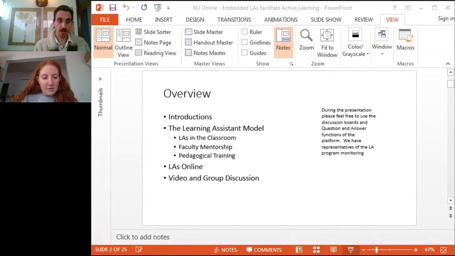Okay. So the LA model is composed of three primary components. Learning assistants are undergraduate students who have recently passed a course and who are brought back into that course as peer leaders. In particular, they are there to help facilitate active learning and discussion inside of the classroom. That classroom practice is the primary component of the LA model. That's the learning assistant working with students side by side with the faculty member.